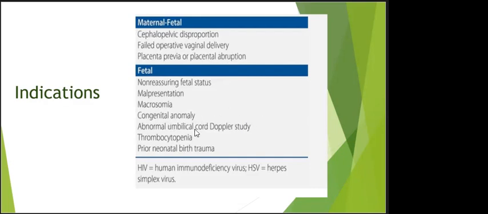Okay, abnormal fetal status based on ultrasound, poor perfusion from the uterus to the baby, you have to do cesarean section. The patient has a blood dyscrasia, the baby has a blood dyscrasia, and a prior neonatal birth trauma in the previous pregnancy, then you have to do cesarean section.